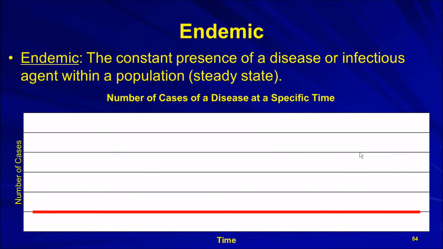Now I want to talk about endemic, and these are very important concepts and ideas, still falling under the general term distribution. What diseases do you think might be endemic? What we mean is that's the steady state.